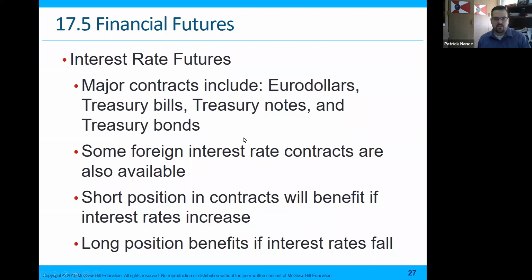Interest rate futures. Major contracts include Eurodollar, Treasury bills, Treasury notes, and Treasury bonds. Some foreign interest rate contracts are also available. The short position of these contracts will benefit if the interest rate increases. Long position benefits if the interest rates fall. So if you're counting on the interest rates to either rise or fall, then you want to take a short position if you think rates are going to increase, and the long position if you think rates are going to fall.